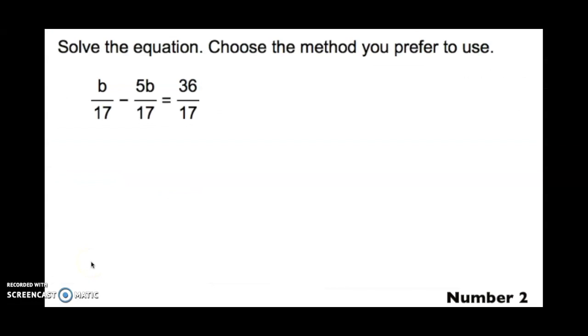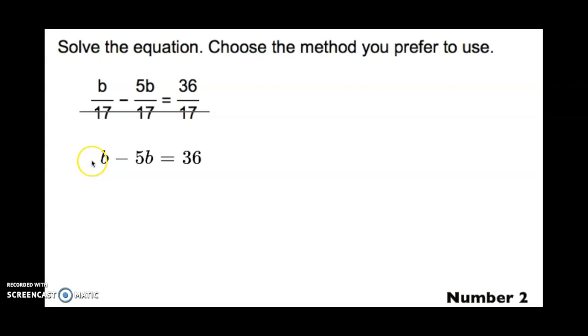In order for the shortcut to work, each and every term must be a fraction, and they all must have the same denominator, which they do. Their denominators are all 17. When that's the case, you can simply cross out the denominators and rewrite everything that's left, which would be b minus 5b equals 36.